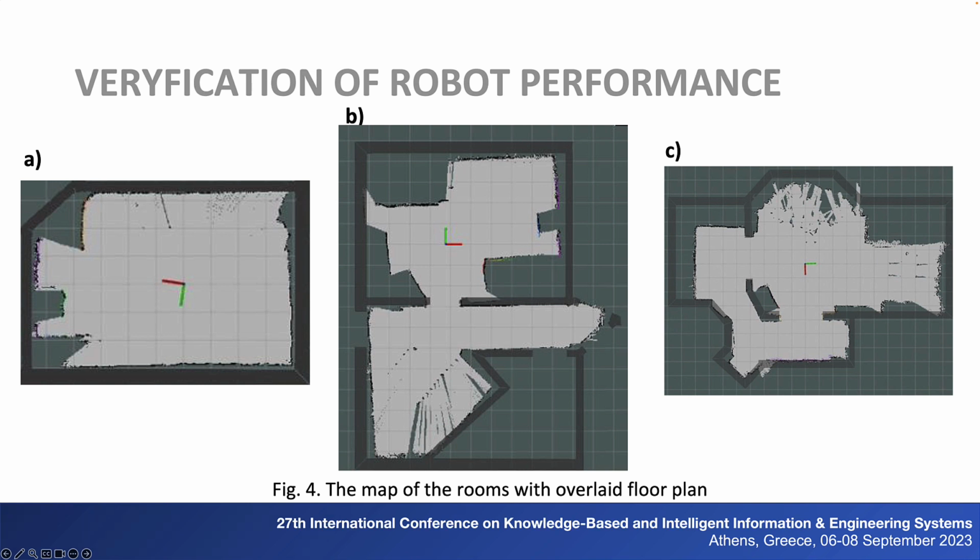The final test was carried out in a large living room connected to a corridor and a kitchen. Reference symbol 3 in Figure 3B. The resulting map with the overlaid room floor plan is shown in Figure 4C.